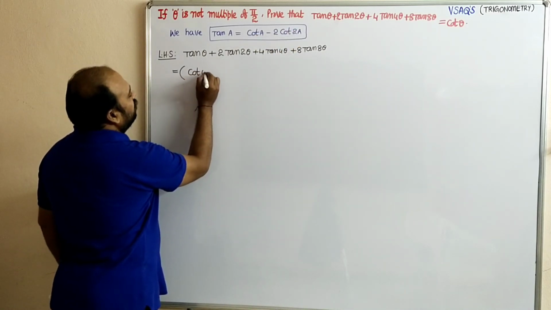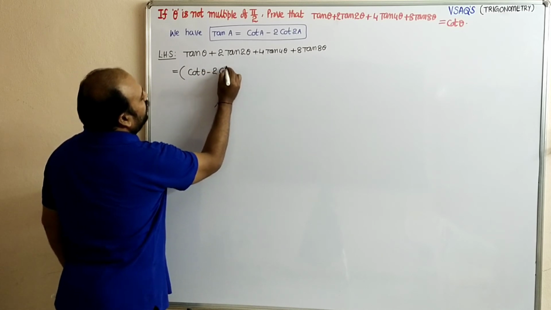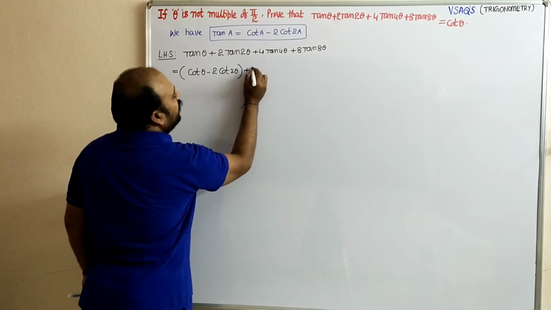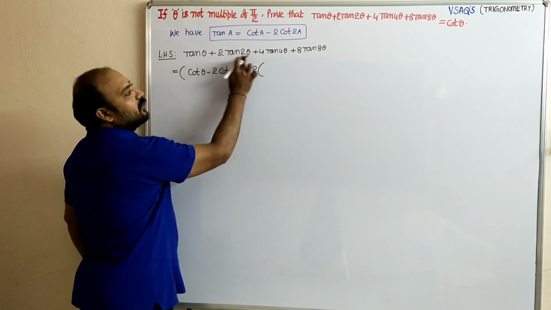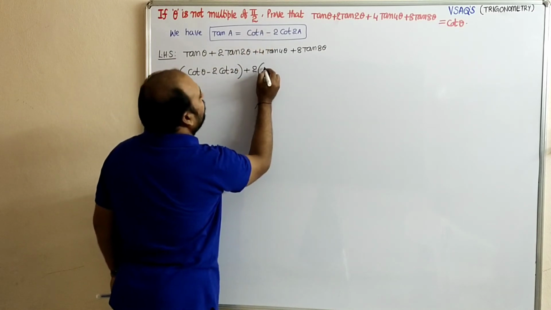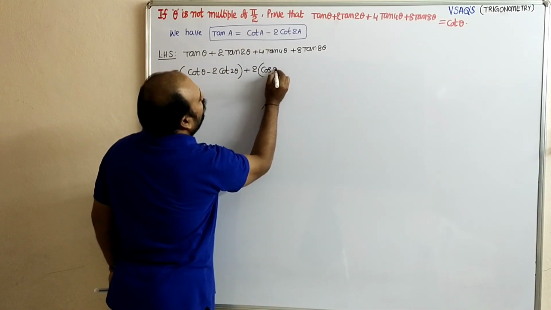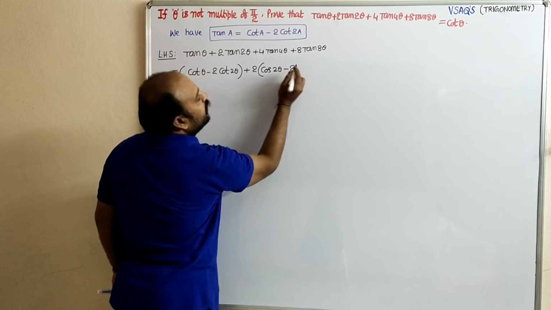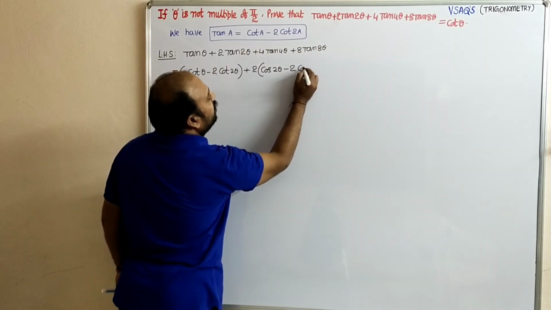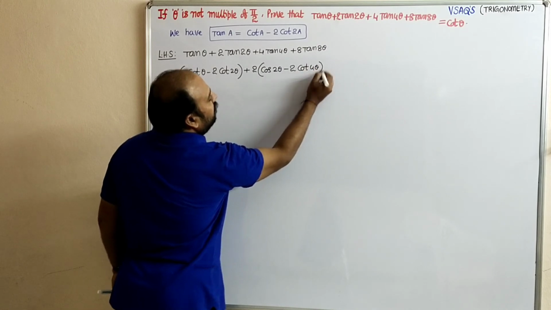Cot theta minus 2 cot 2 theta plus 2 into, in place of tan 2 theta, wherever A is there, 2 theta you should write. So it becomes cot 2 theta minus 2 into cot 2A. That means 2 times of 2 theta is 4 theta, cot 4 theta.